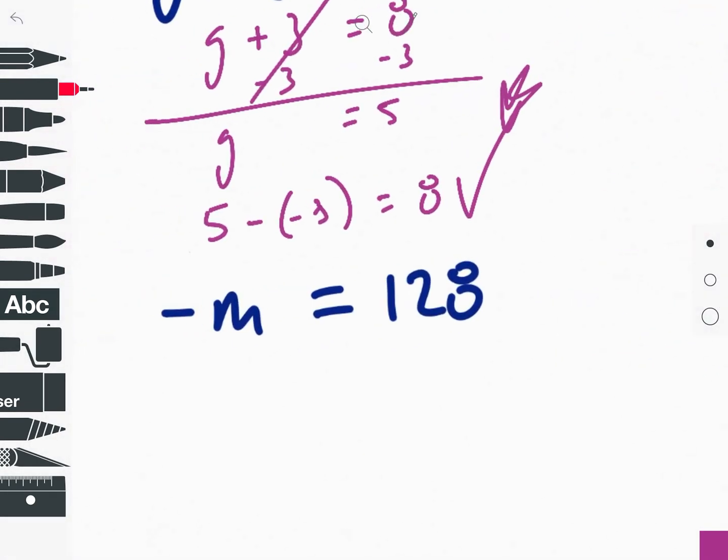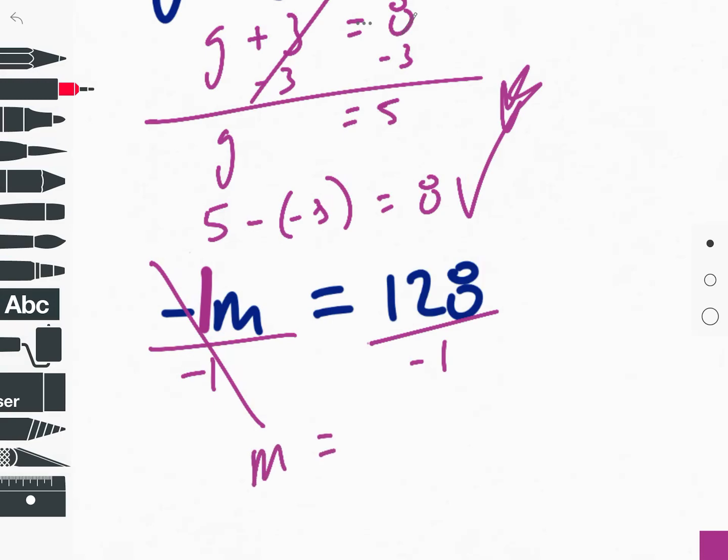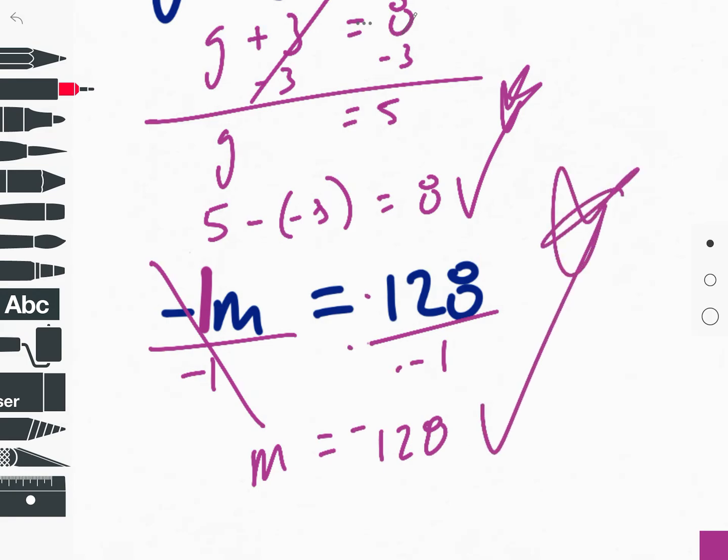All right, let's see what's going on here. Oh, we talked about this the other day. So negative m actually means negative 1m, all right? So negative 1 is being multiplied by m, so I'm going to divide by negative 1. Because negative 1 divided by negative 1 is positive 1. So m equals 128 divided by 1, which is 128.